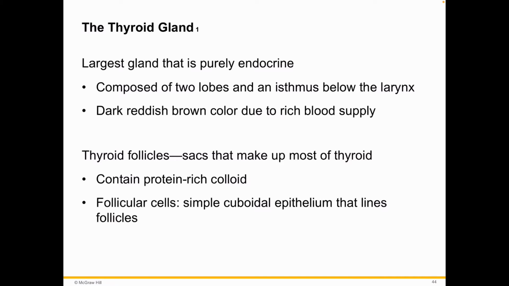So there are thyroid follicles, which are little sacs making up most of the thyroid gland itself. They have protein-rich colloid and follicular cells, and those follicular cells are going to be big-time manufacturing cells. They are simple cuboidal epithelium lining those follicles, and they're going to be secreting directly into the blood.